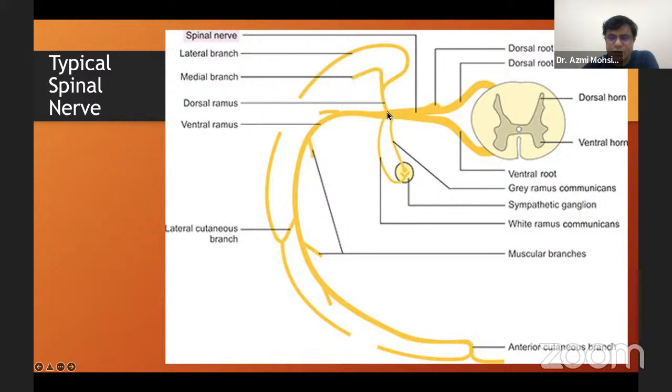So remember that this dorsal primary ramus winds behind and then splits into medial and lateral branches to supply the axial musculature, the intrinsic muscles of the back, as well as it gives the cutaneous branch, which also splits into medial and lateral divisions to supply the skin on the back, including the nape of the neck and the occipital region. Now, this ventral primary rami, right?